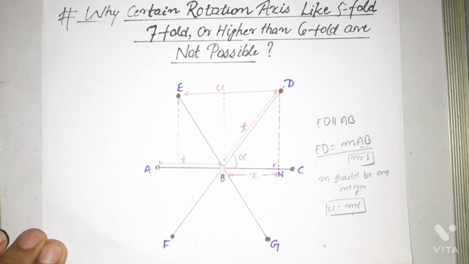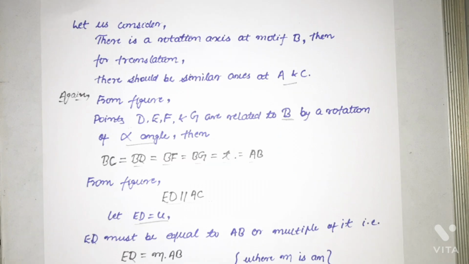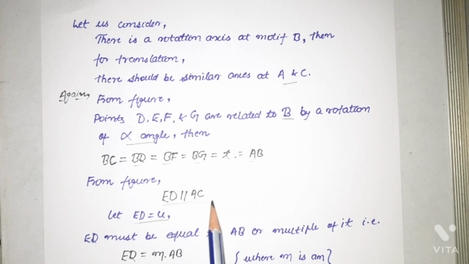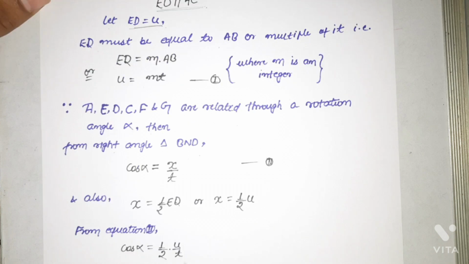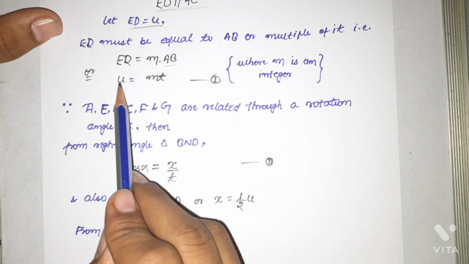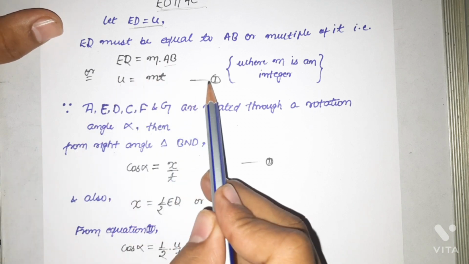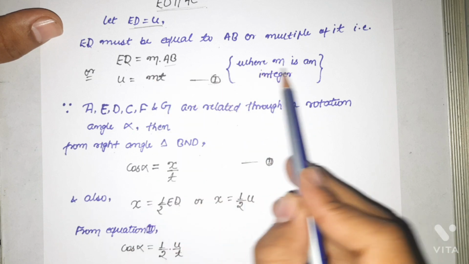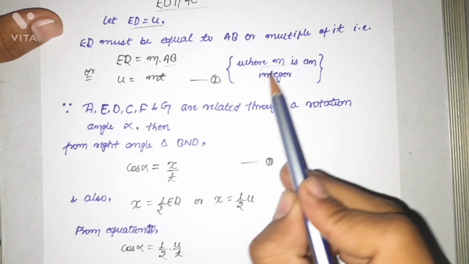Okay, now let us see. A similar thing is written here. From the figure, ED is parallel to AC. Let ED equal U. Then ED must be equal to AB or a multiple of it. That is, ED equals M times AB. Now, we have considered ED as U and AB as T, so this equation will become U equals MT. Mark it as equation number 1, where M is an integer. This point should be noted.